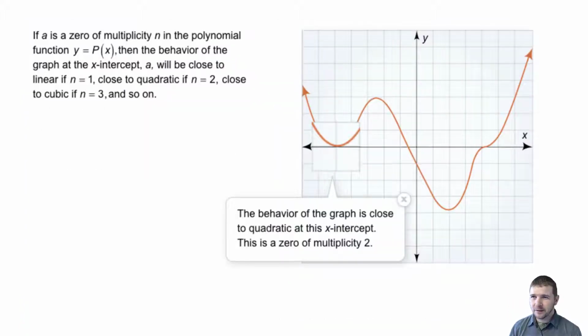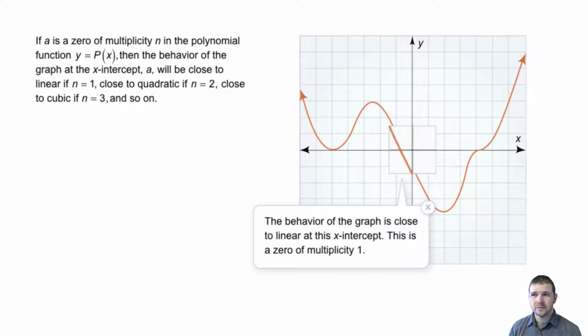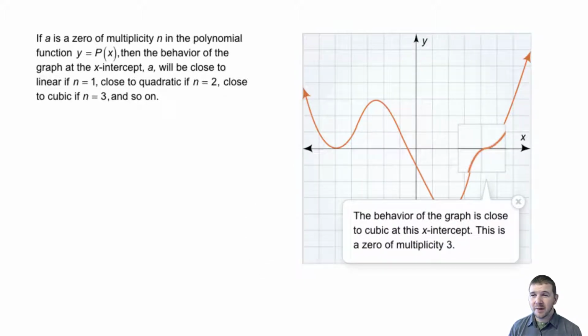So first note, in this region indicated on the graph, the behavior of the graph is close to quadratic at this x-intercept. This is a 0 of multiplicity 2. The behavior of the graph is close to linear at this x-intercept. This is a 0 of multiplicity 1. The behavior of the graph is close to cubic at this x-intercept. This is a 0 of multiplicity 3.